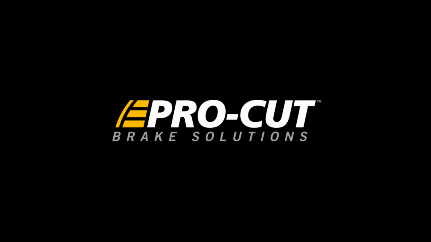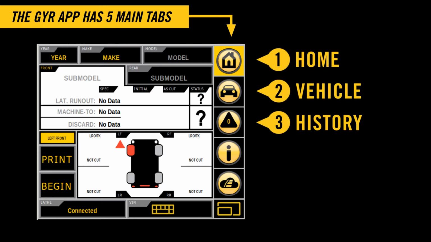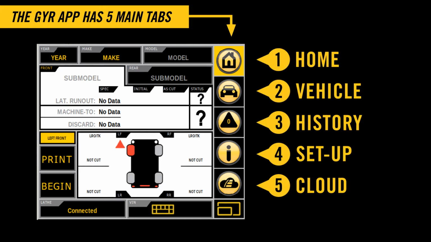Welcome to the ProCut Rotor Matching System training video on the GYR Validated Brake Service, beginning with an overview of the GYR application. The GYR app has 5 tabs on the right side of the screen: Home, Vehicle, History, Setup, and Cloud. Each of these tabs brings up a different page through which you can perform different functions.